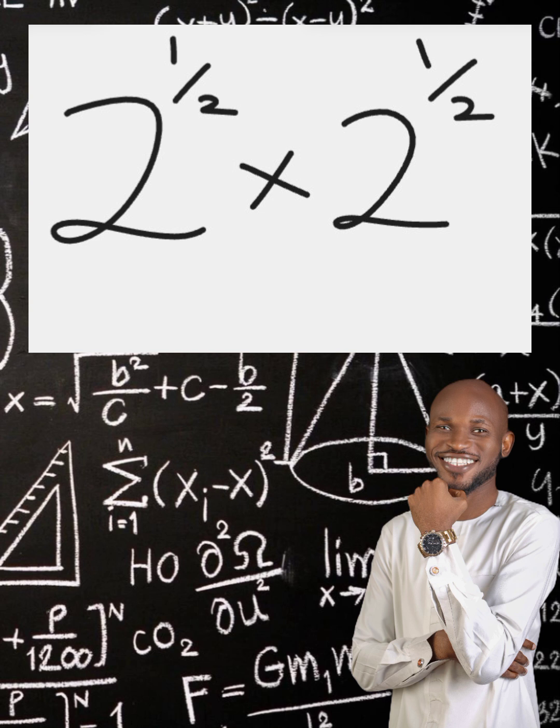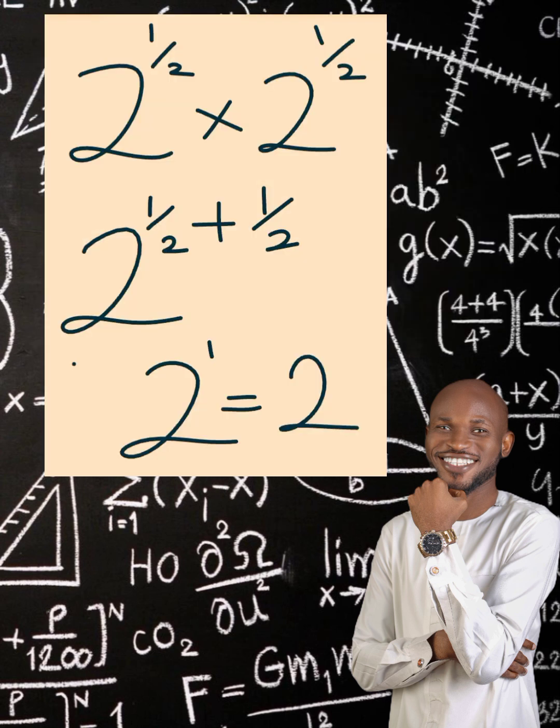Now, to solve this simple equation, all you need to do is use the product law. That's the multiplication law. If you use the multiplication law to solve this, you just have to add the powers, because that's what the multiplication law is about. By adding the powers, that's 1 over 2 plus 1 over 2. Of course, you're going to get 1.